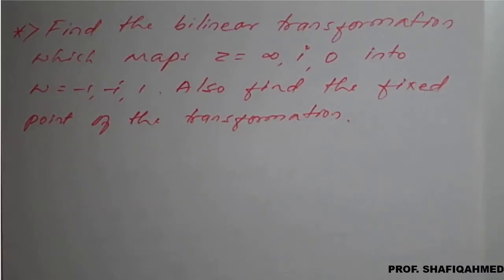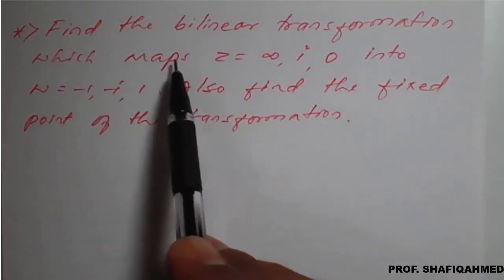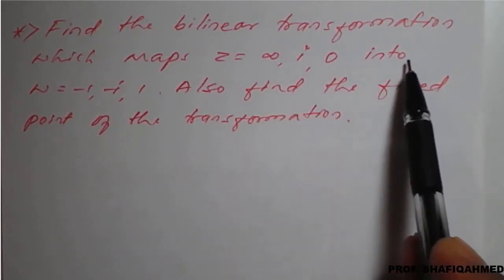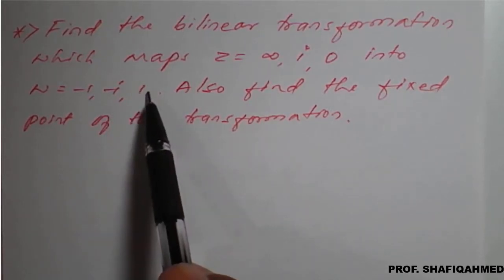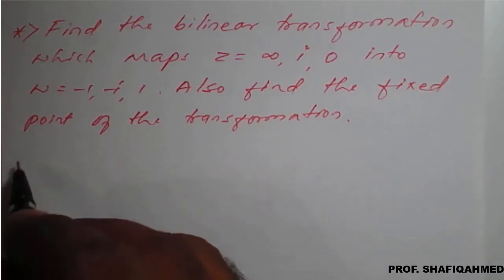Hello students, in this lecture we'll see a problem on bilinear transformation. The problem is: find the bilinear transformation which maps z = infinity, i, 0 into w = -1, -i, 1. Also find the fixed points of the transformation. Solution.